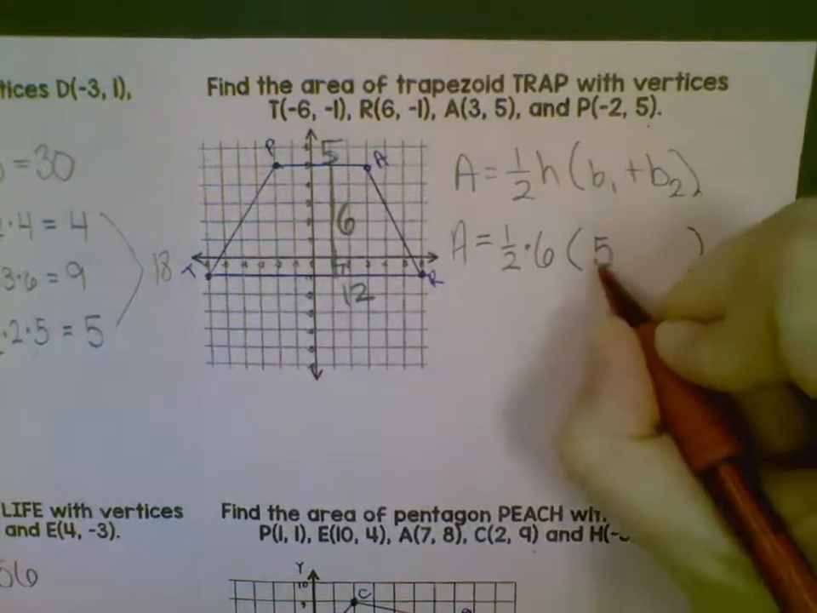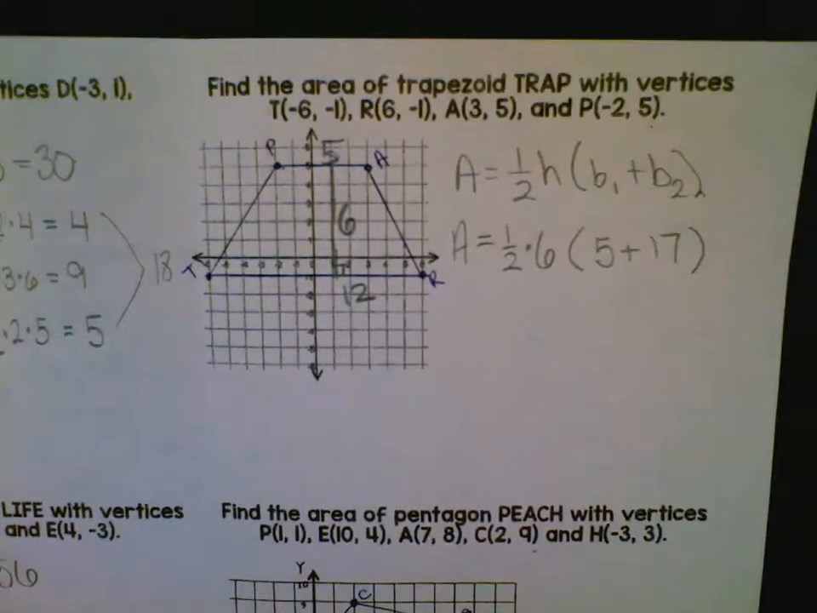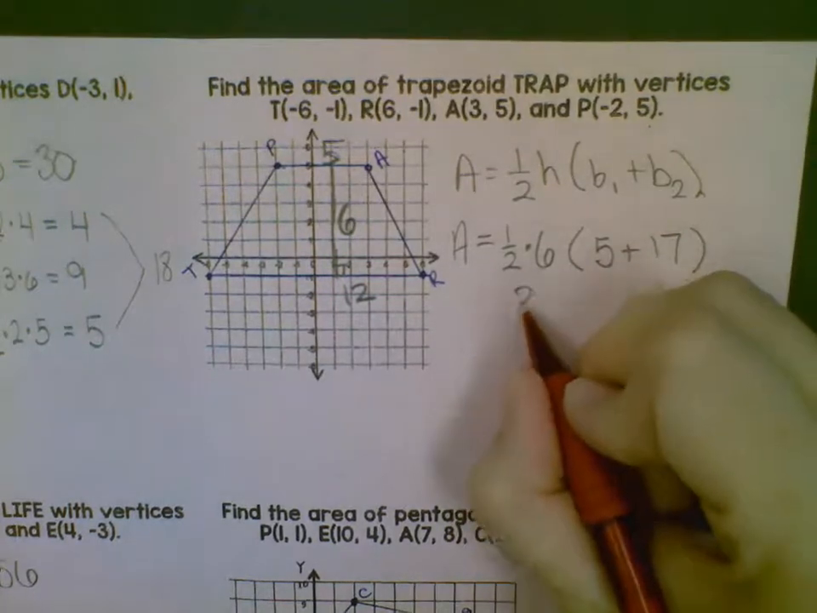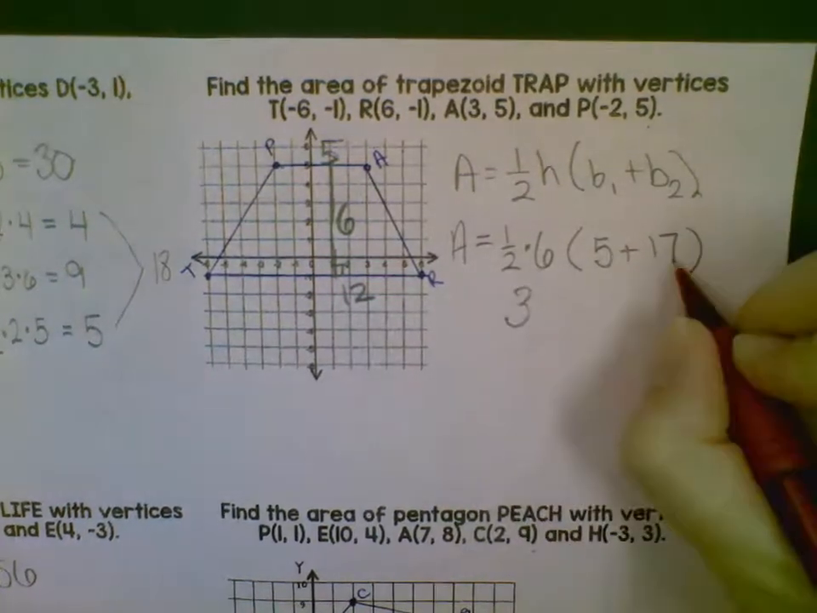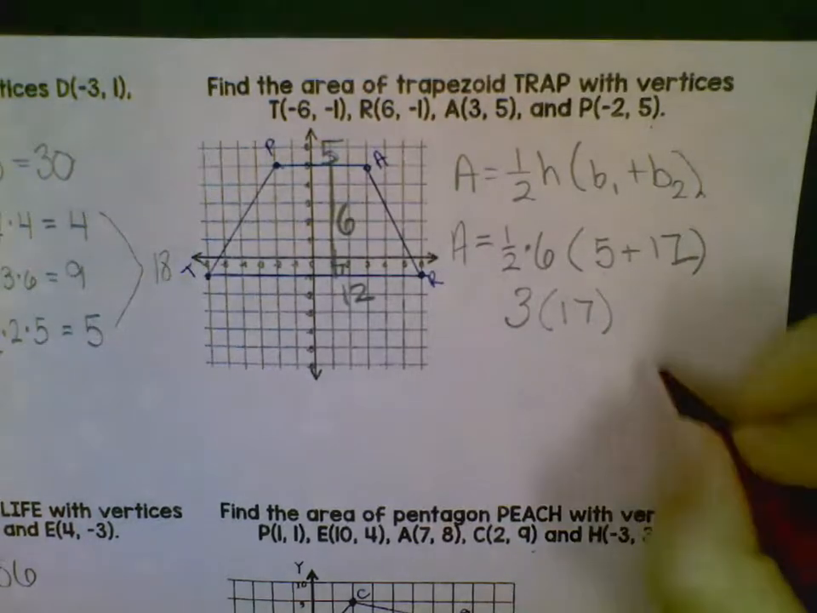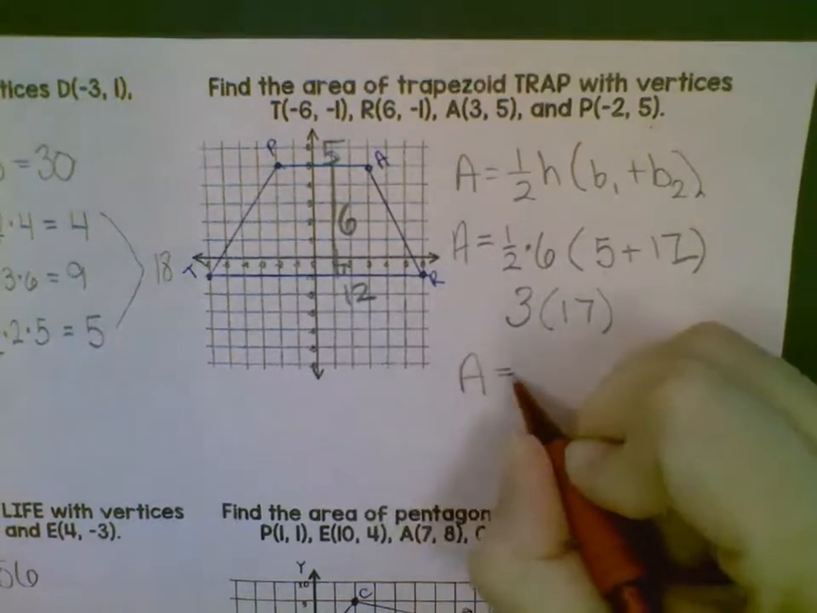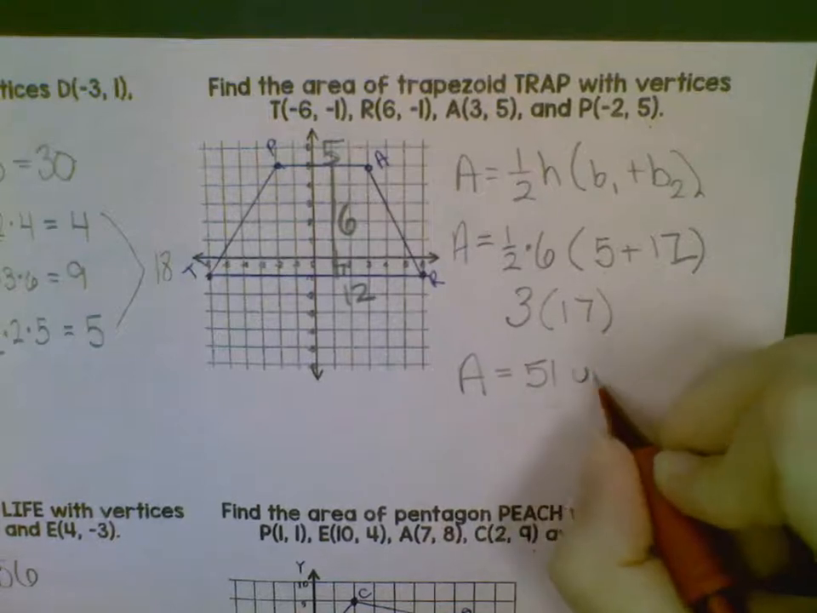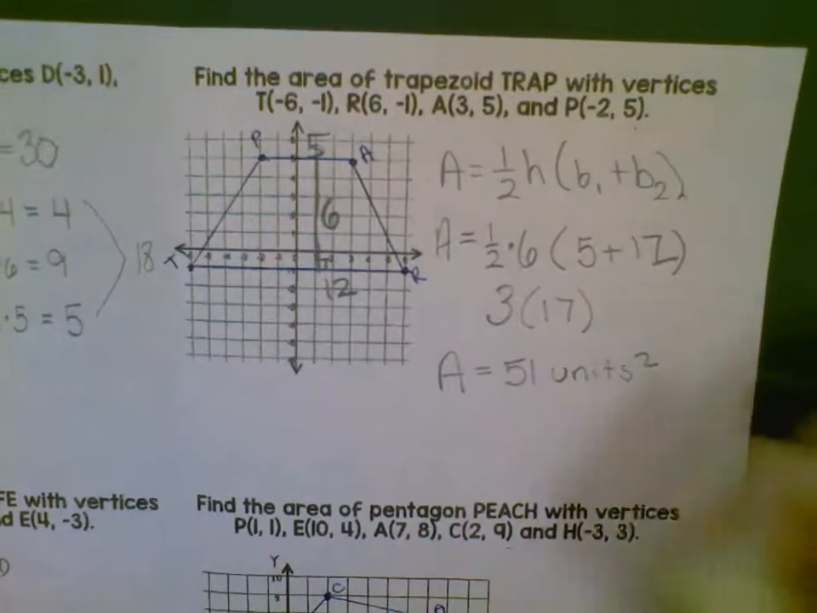So plugging in those numbers. So half of 6 is 3. 5 plus 12 is 17. So 3 times 17 is 51 units squared.